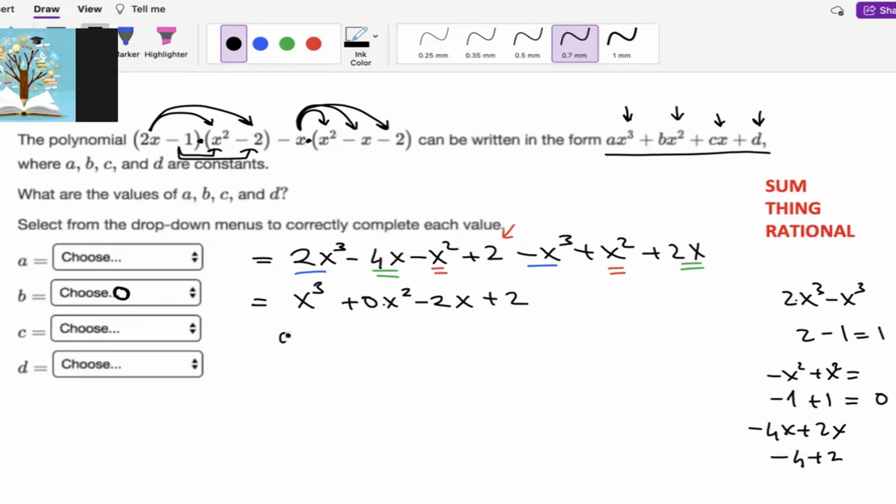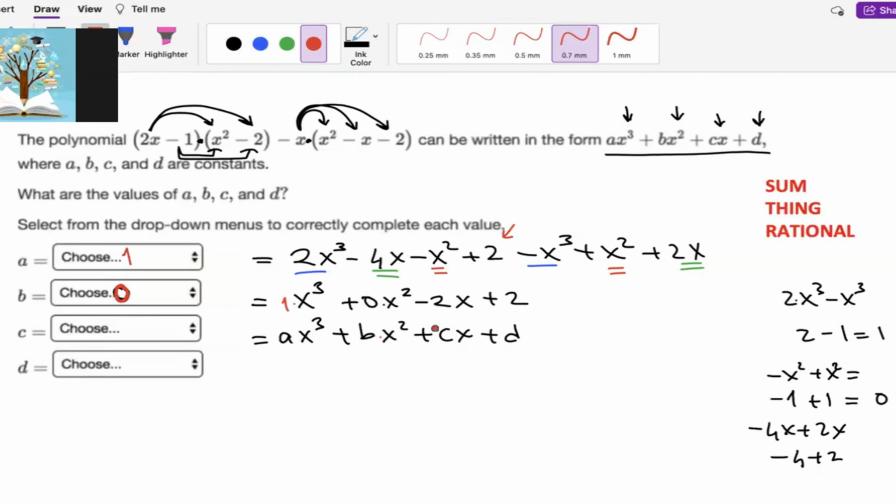So when we match with ax cubed plus bx squared plus cx plus d, the question asks: what are the values of a, b, c, and d? Let me write with a different color. So a is matching with 1x cubed, so a will be 1. bx squared is matching with 0x squared, because if the b value is not 0, definitely some x squared value will be present there, but we don't have any x squared there. Because of that, we put 0 in place of b.